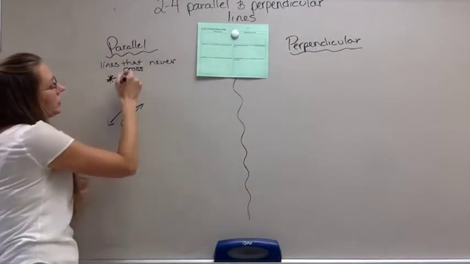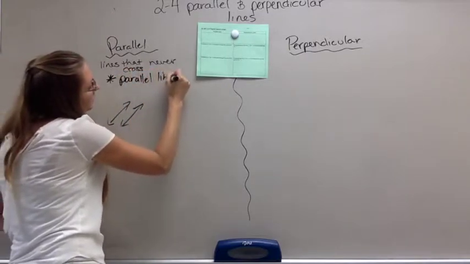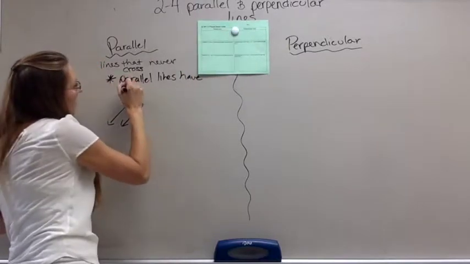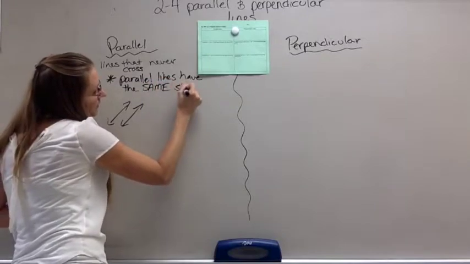Okay, I'm going to put a star next to it, and I'm going to write: parallel lines have the same slopes.